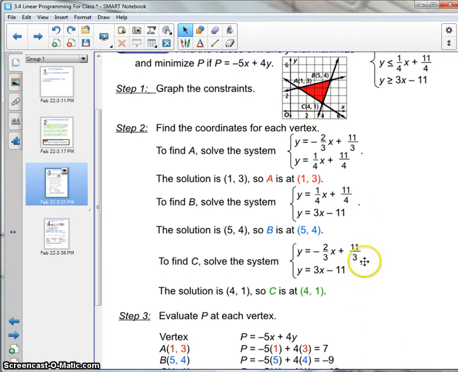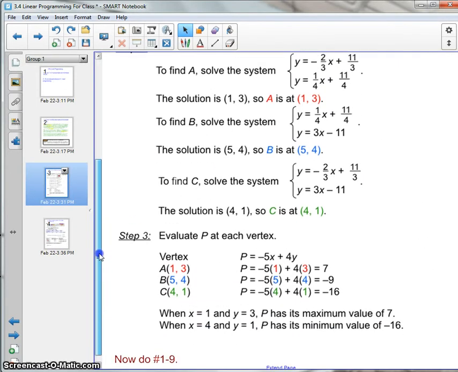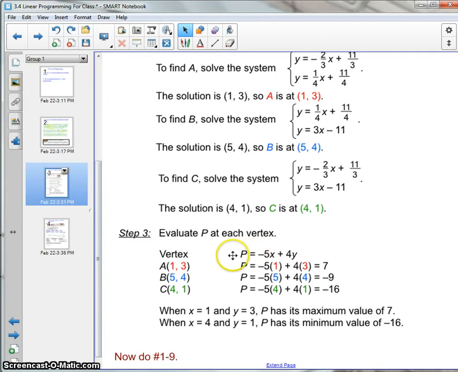And each of these is a solution to the two equations given. So now that we have our three vertices, we want to plug them into our given equation. We were told that P is equal to negative 5x plus 4y. So here we listed each of our vertices, and we are going to plug them in for x and y.